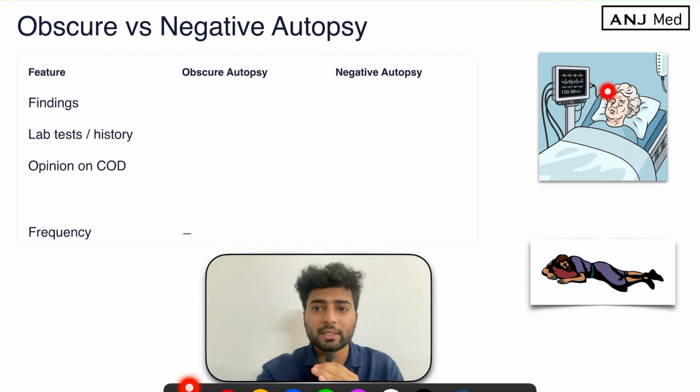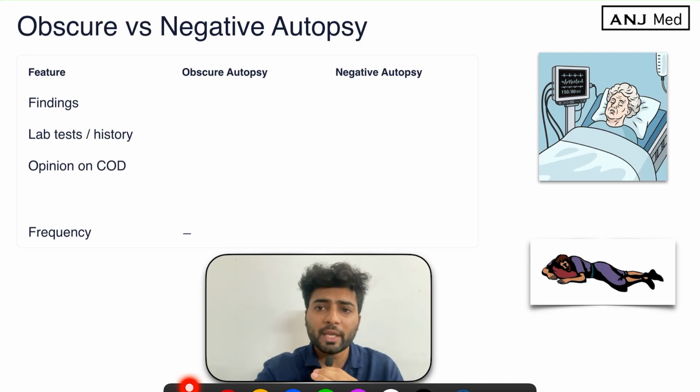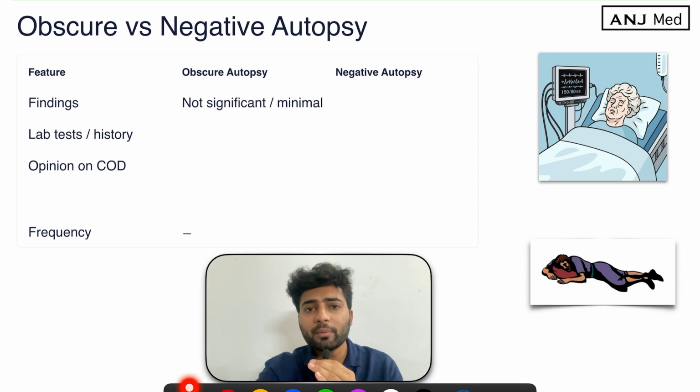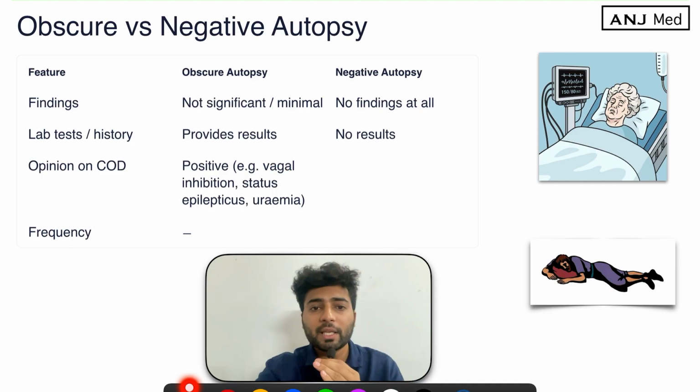See, let's say this example: a patient was admitted in the hospital for 3-4 months, and then after 3-4 months the patient died. Now we don't know exactly what caused the death. There were a lot of pathologies, like she was also having heart problems, blood pressure problems, and a lot of different system problems. There are no significant findings that can tell us the person died due to this reason. So lab tests are run, and the lab tests will provide a result: the person died due to vagal inhibition or status epilepticus or uremia.